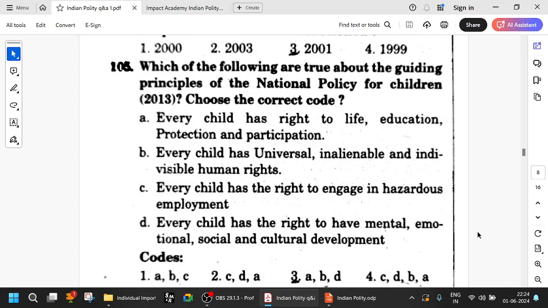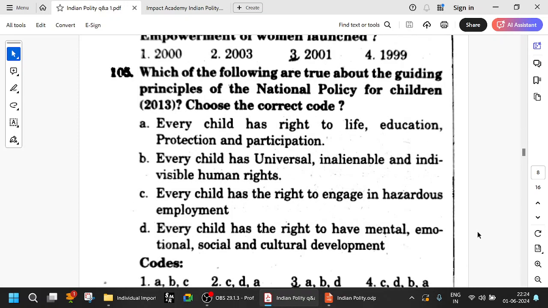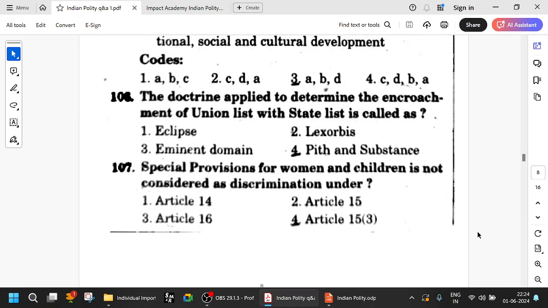So it is correct. These are part of the National Policy for Children 2013, and the National Policy for Empowerment of Women is 2001. The doctrine applied to determine the encroachment of the union list on the state list is called pith and substance. These are more constitutional terms, especially used in British and US law, like the doctrine of eclipse. No need to go into too much depth. Just remember using the doctrine of pith and substance, we will see whether there is any encroachment of the union list on the state list. Just remember that.